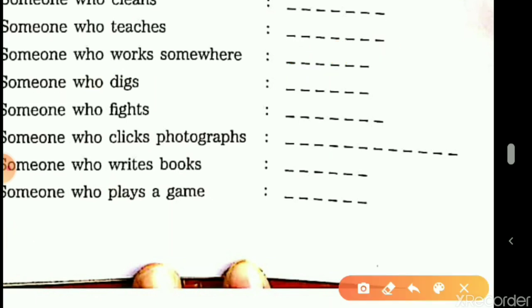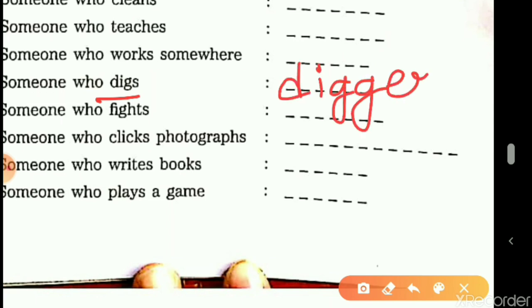Now the next one is someone who digs. Someone who digs is known as a digger. Dig करना बेटा मतलब खुदाई करना, है ना? कोई भी चीज को खोदना. तो someone who digs is a digger.